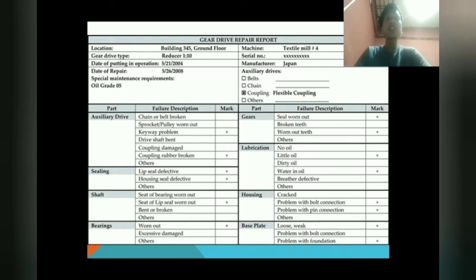The next one is a table for the gear drive repair report. It contains all of the parts, the failure description, and the mark. That's all. Thank you for today.